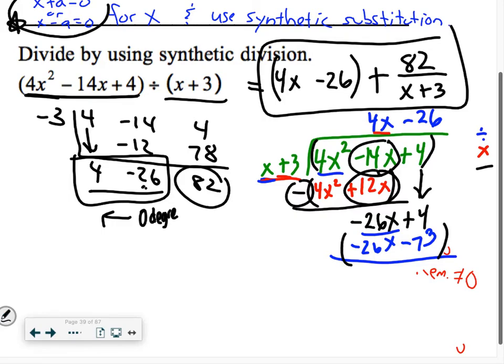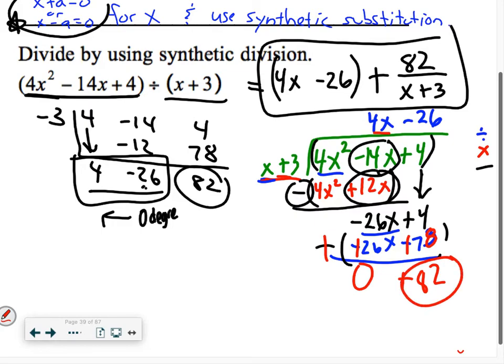So when I subtract these, the negative 26x minus a negative 26x becomes 0. And positive 4 minus a negative 78. So again, I'm going to distribute the subtraction. I'm going to change it to plus, change it, change it. I distributed the negative to both. Those cancel to 0. 4 plus 78 is 82. And there's nothing else to bring down, so that's my remainder.